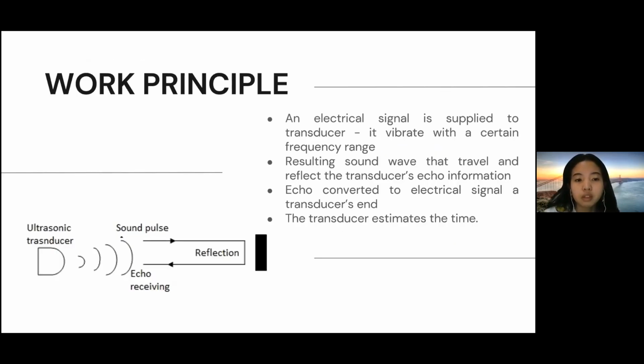For the working principle, when an electrical signal is supplied to this transducer, it vibrates within a certain frequency range, resulting in the generation of a sound wave. This sound wave travels, and anytime an obstruction appears, the sound wave reflects back to the transducer as an echo. This echo is converted into an electrical signal at the transducer end. The transducer then estimates the time elapsed between emitting the sound wave and receiving the echo signal.